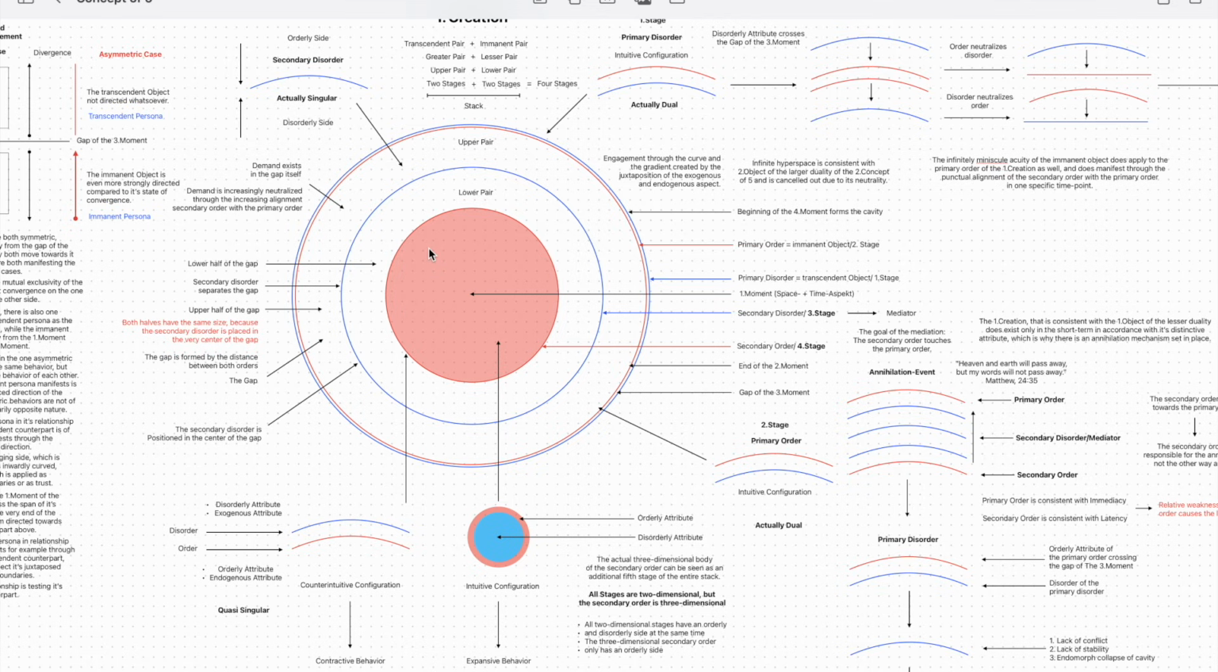Interestingly, every two-dimensional stage, meaning all four stages except for the fifth stage, have on the one side an orderly side and on the other side a disorderly side, meaning the upper side of the stage is curved outwardly and is therefore orderly, while at the same time the inferior side of the stage is bent inwardly and is therefore at the same time disorderly. This does not apply to the fifth stage, because the additional fifth stage is three-dimensional. It can only have one orderly side.